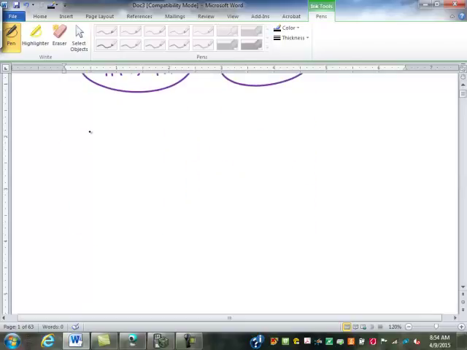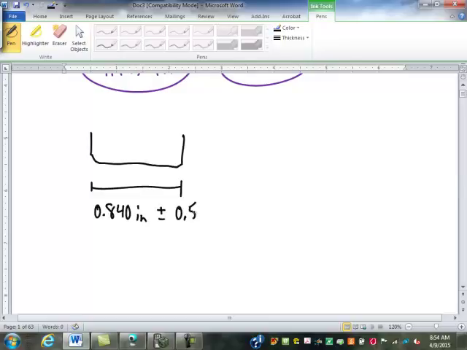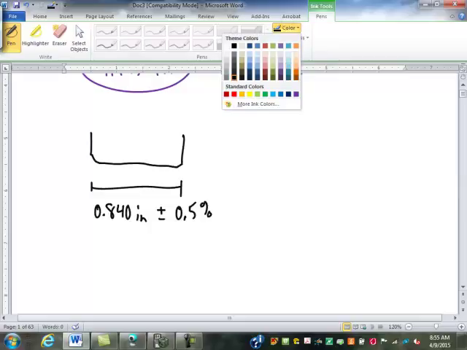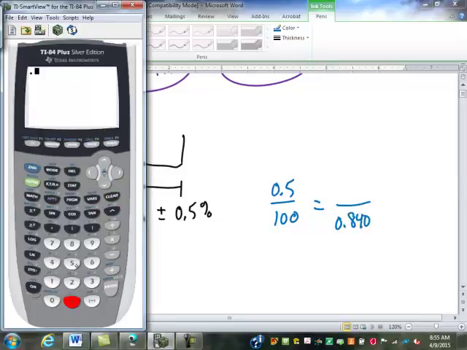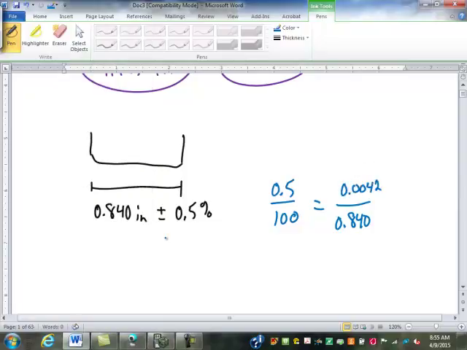So what does it mean if we have something like this? We can be off by 0.5%. To figure out what that is, remember, percent is always out of 100, so it's 0.5 out of 100 equals blank out of 0.840. So 0.5 times 0.840 divided by 100 is 0.0042. So what this is really saying is plus or minus 0.0042 inches.